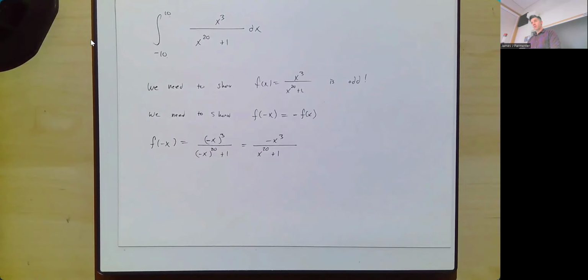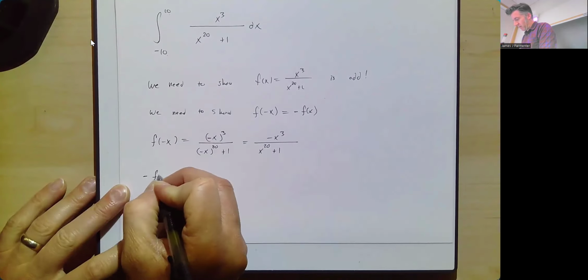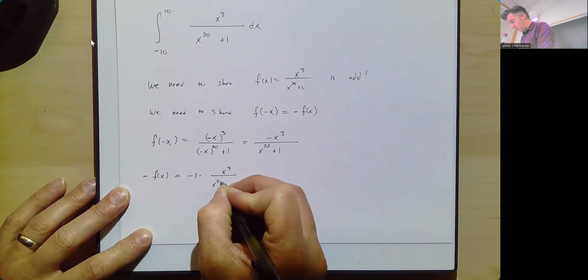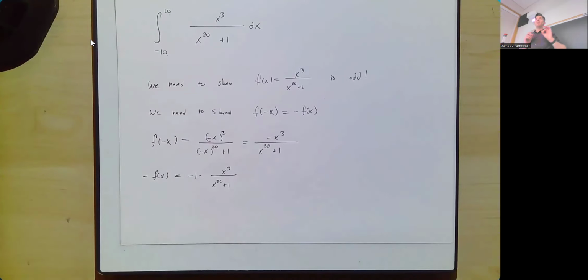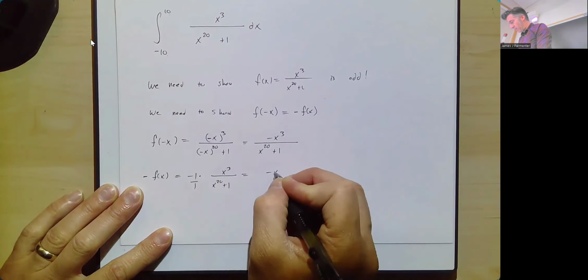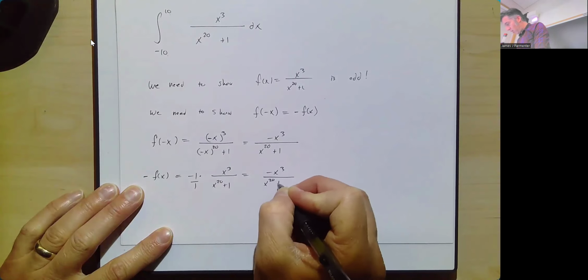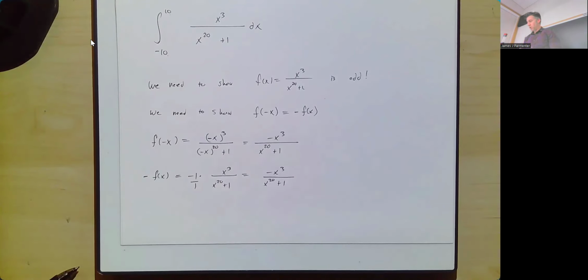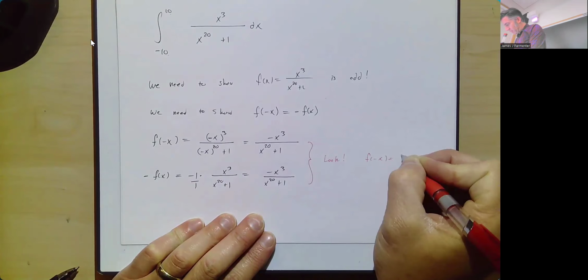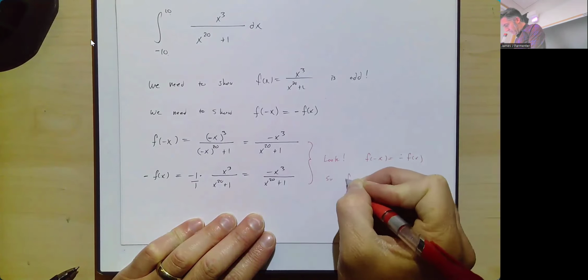But look, actually, let me do it this way. Negative f of x is negative 1 times the function f of x. Now I want to be extra careful here. When you have negative 1 times a fraction, we do not multiply it to the top and the bottom, because multiplying by negative 1 over negative 1 would actually be multiplying by positive 1. Really, I have negative 1 over 1. So I'm going to multiply the negative 1 to the top and just positive 1 to the bottom. And oh, look, those are the same. So this shows us that f of negative x is equal to negative f of x. So f of x is odd.